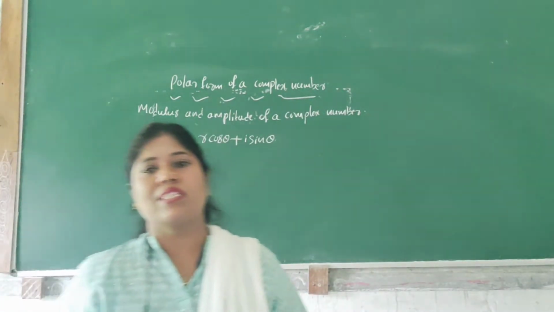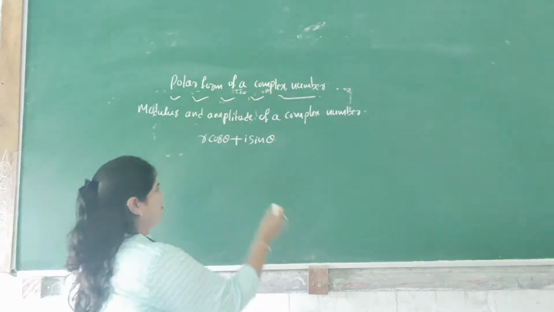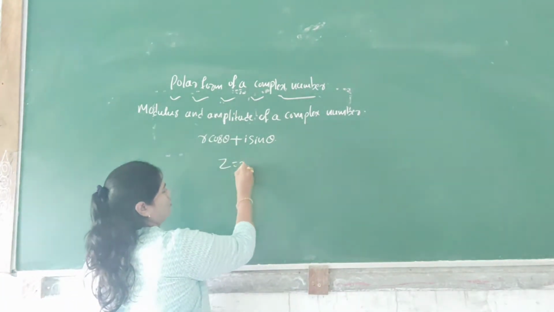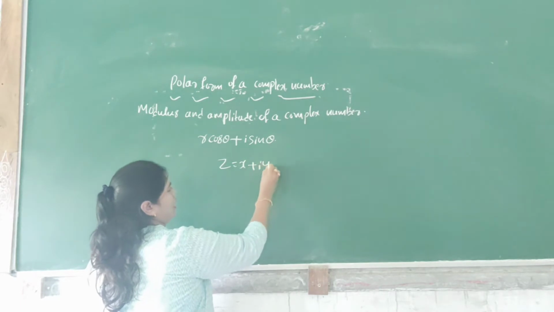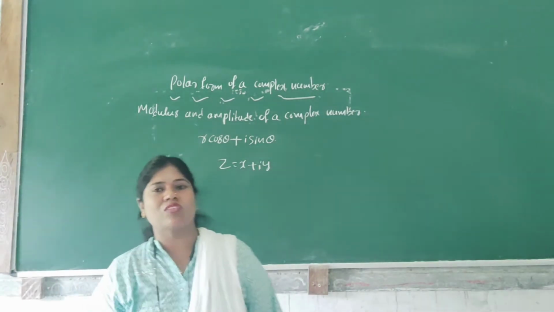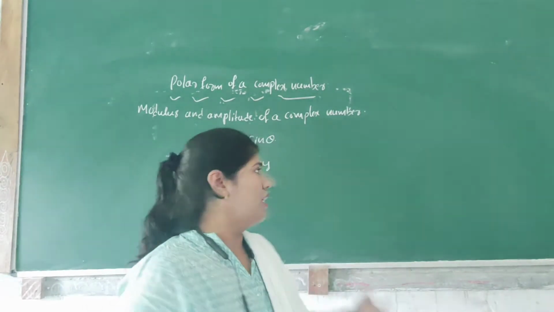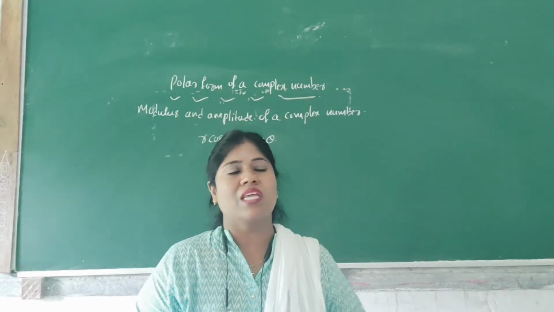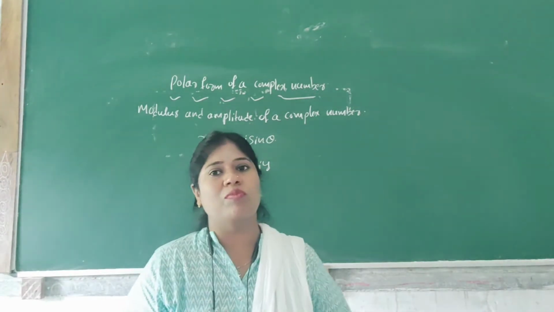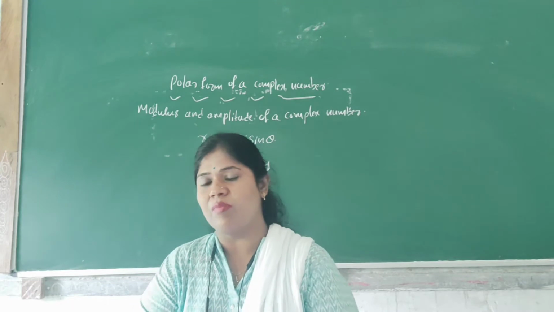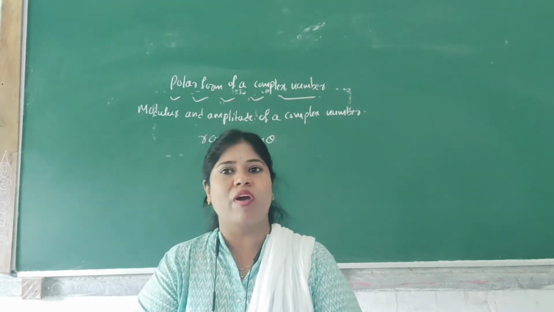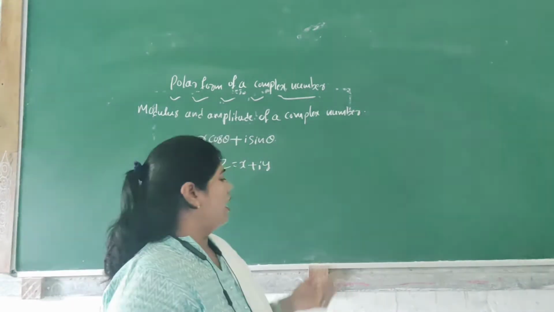Okay. Let z equal x plus iy be any complex number. This can be expressed as a point P of (x, y).